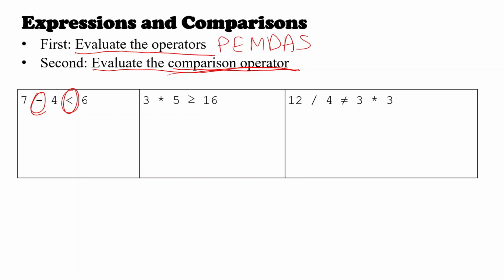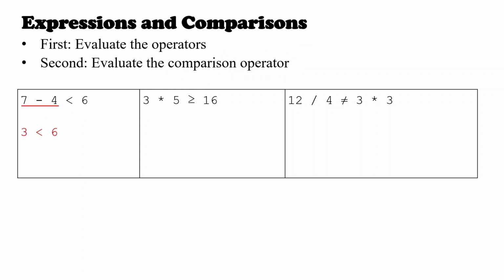So here, I'm going to be doing the subtraction first. Okay? And the subtraction first is going to be 7 minus 4, which is 3. And then 3 less than 6. So now that I'm down to just the comparison operator, I ask the question, is 3 less than 6? That would evaluate to true. So this whole expression evaluates to true. So do the operator first and then the comparison operator.